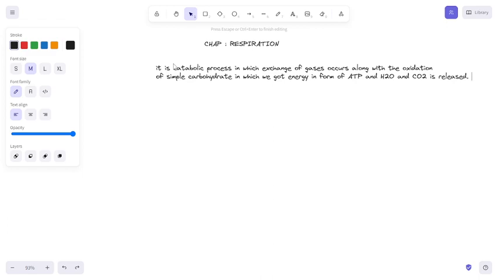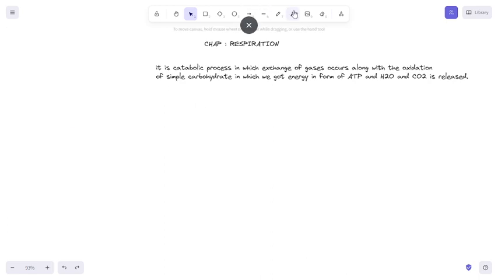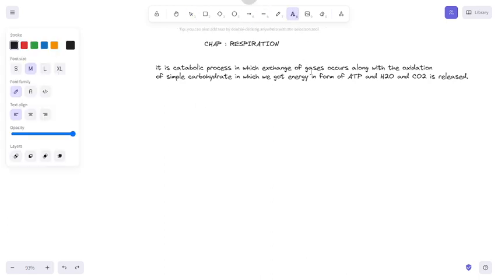So what is respiration? Respiration is a catabolic process in which exchange of gases occurs, like inhalation and exhalation. Breathing occurs along with the oxidation of simple carbohydrate, in which we get energy in the form of ATP, and H2O and CO2 are released.